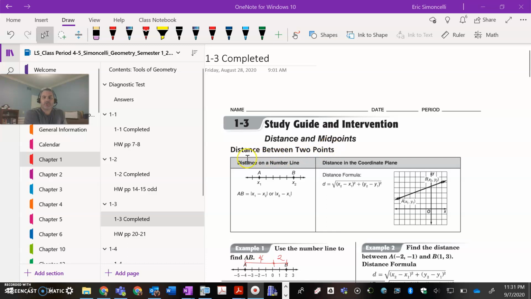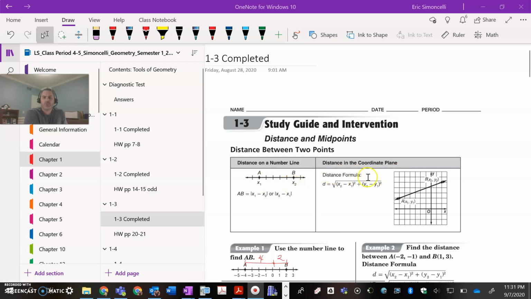We're going to take a look at the distance between 2 points to start, a distance on a number line. So let's say you have point A as x sub 1, point B is x sub 2. The distance between point A and B, in other words AB, is equal to the absolute value of x sub 1 minus x sub 2, or the absolute value of x sub 2 minus x sub 1. It turns out that you can take the difference of either one or the other, no matter the order. As long as you do the absolute value, you're going to find the distance between the two.